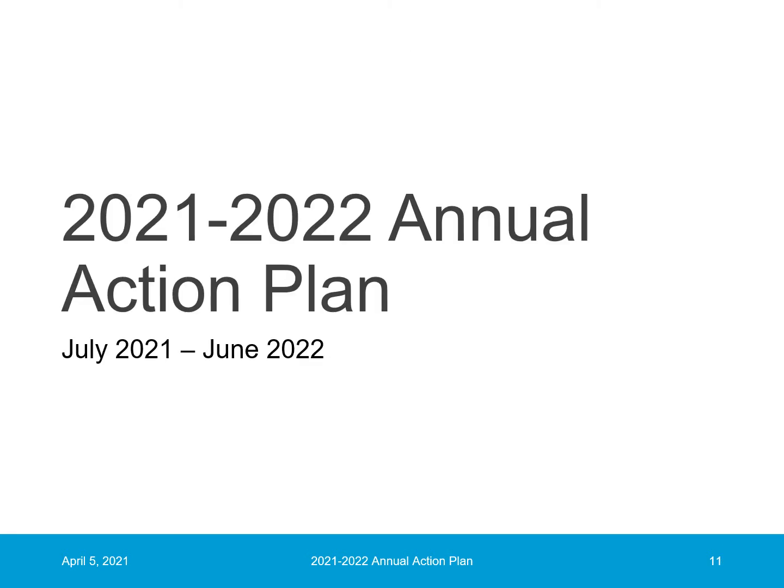Now that we've introduced the 5-year goals, we'll review key elements of the 2021 to 2022 Annual Action Plan, which address these priorities. The Annual Action Plan is also the city's required application for federal funding for the program year, which begins on July 1st, 2021, and ends on June 30th, 2022.